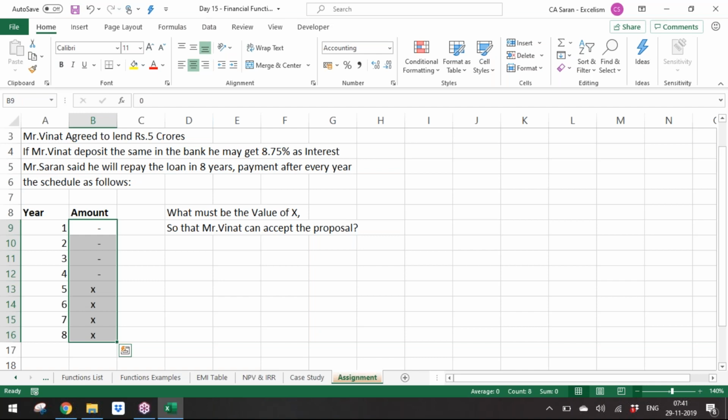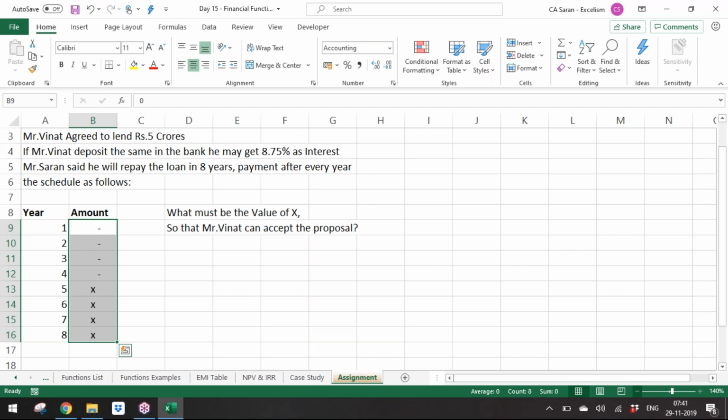Now my NPV must be 0. That means when I put the same amount in the bank, I'll get 8.75%. Now I'm calculating whether here also I'm getting 8.75% or not. At least 8.75% I should get here. That means my NPV must be 0 in this case. I hope you're getting my point, right, Vinat?